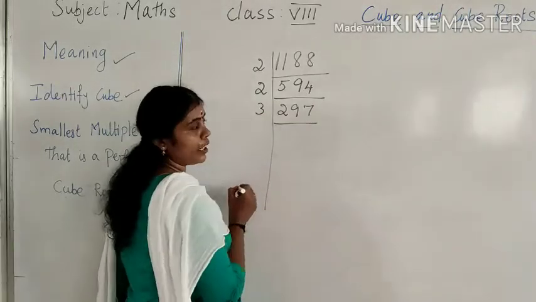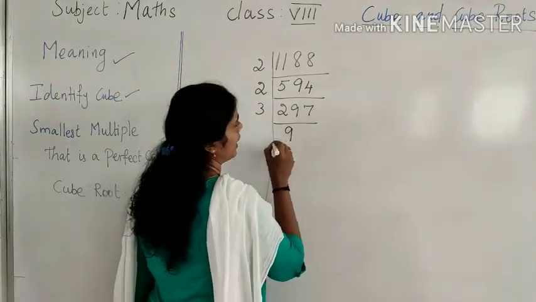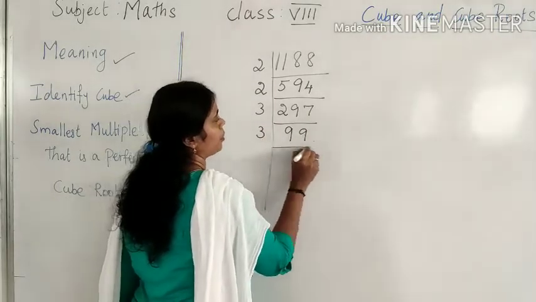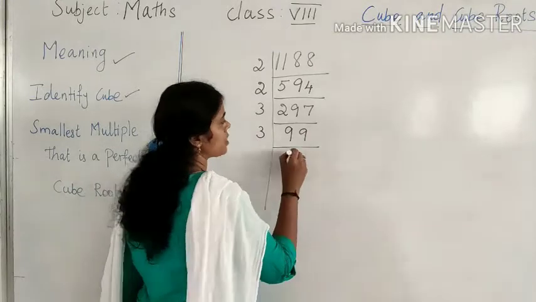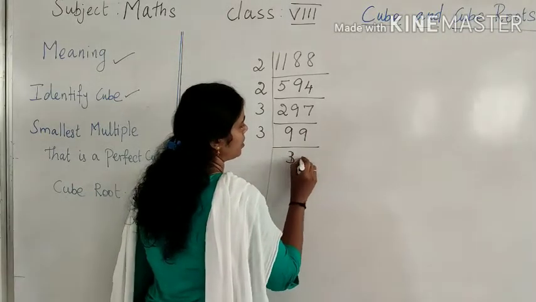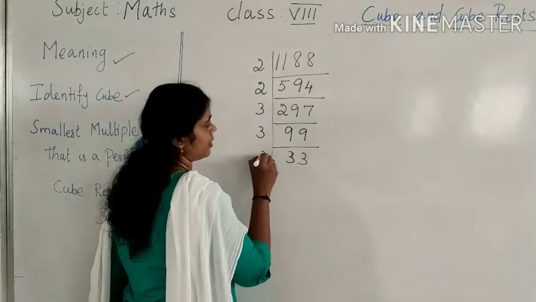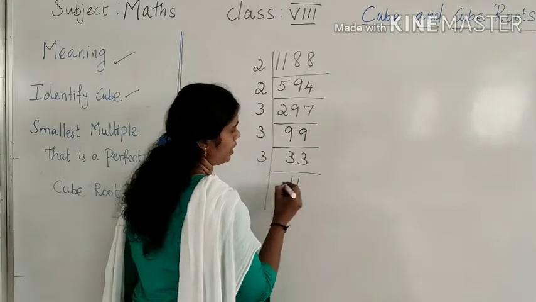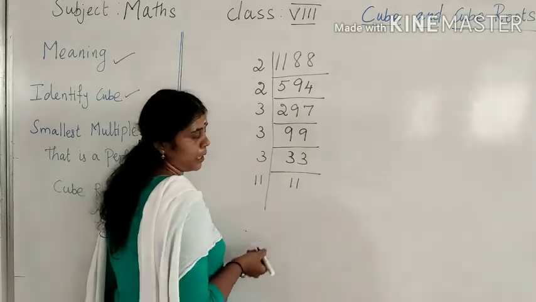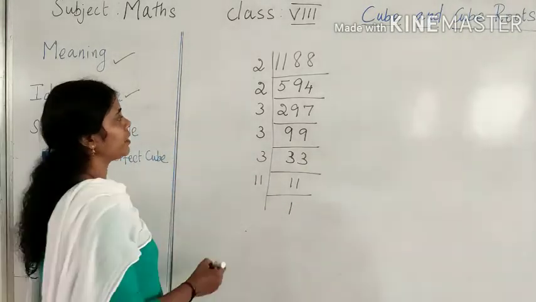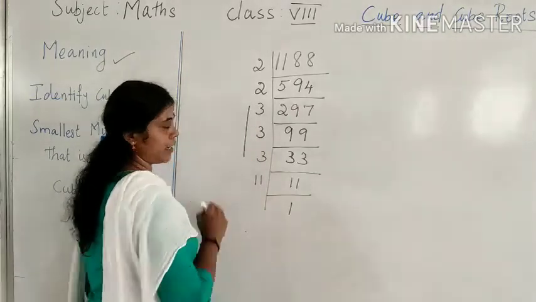With 3, if you divide it, you will get 99. Again 99 is an odd number, so I am going to divide it by 3. So it is 33. Okay, I will get 33. And again divided by 3, so 11. 11 is a prime number, so divided by 11 only, you will get 1. But here you see only 3 has the group.